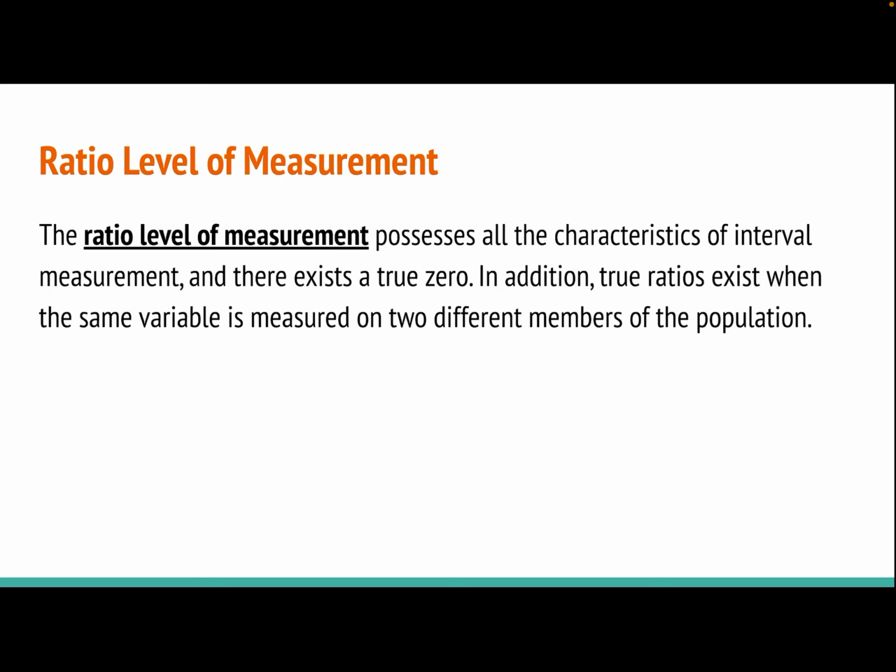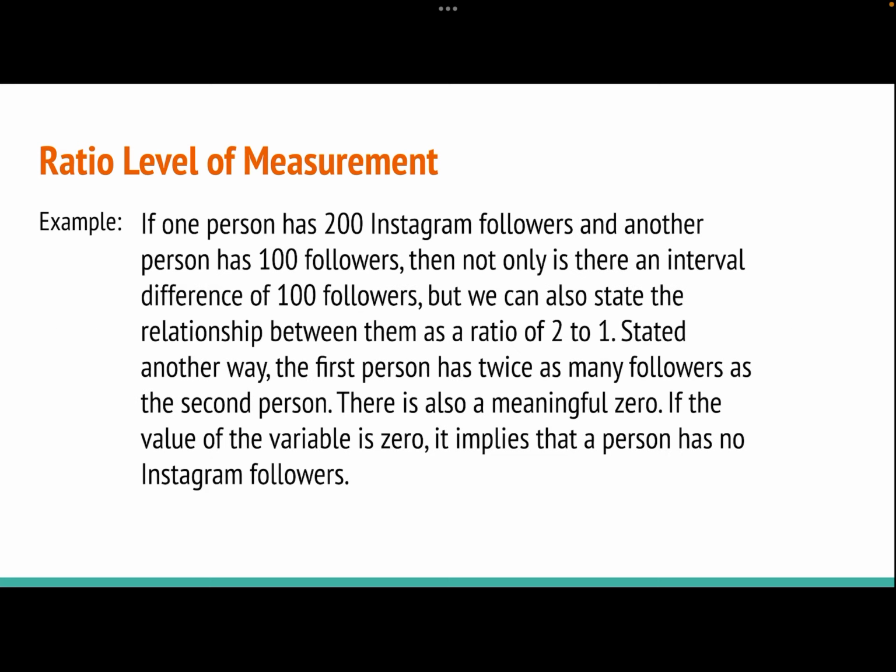The fourth type of level of measurement we have is the ratio level of measurement, which possesses all the characteristics of an interval level of measurement. This time, there exists a true zero. So in addition, a true ratio exists in the variables, between the measurements on two different members of that population. So let's see how this works with an example.